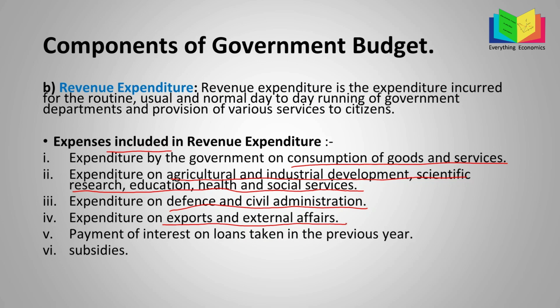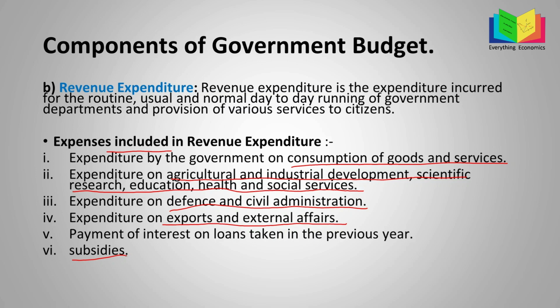And payment of interest on loans taken in previous years, that's also part of revenue expenditure. So the government sometimes has to take loans from other countries, so it has to pay the interest on those loans, and that's also included in revenue expenditure. And finally, subsidies. Subsidies are the benefits that the government gives to different sectors in the form of price cuts.